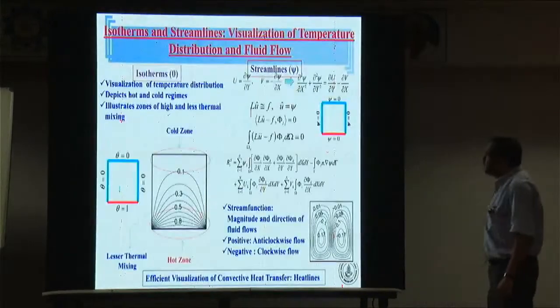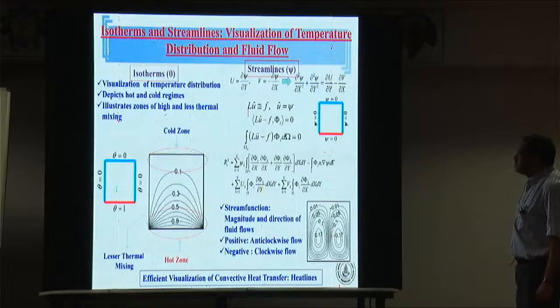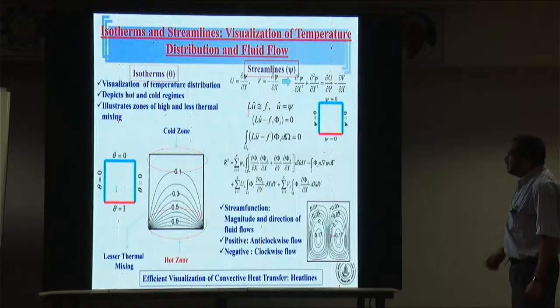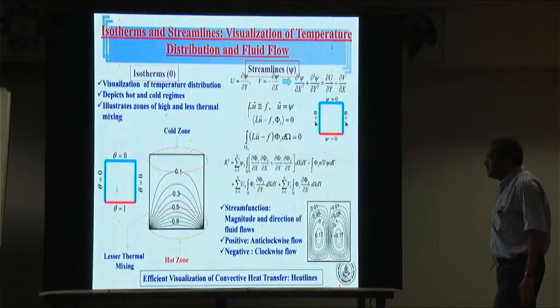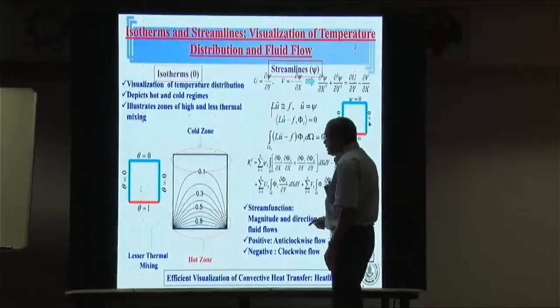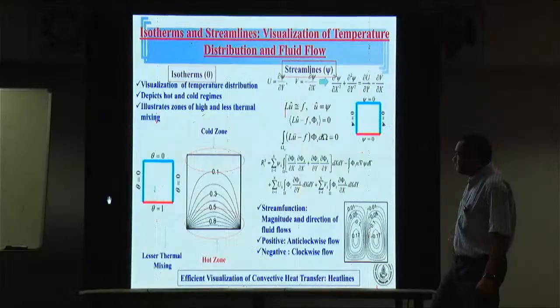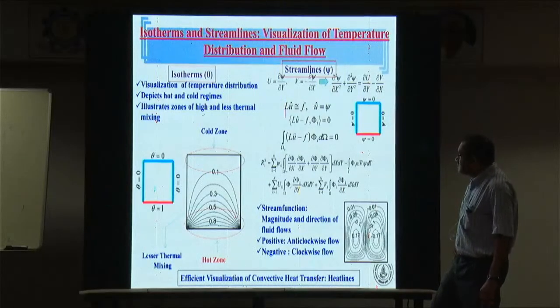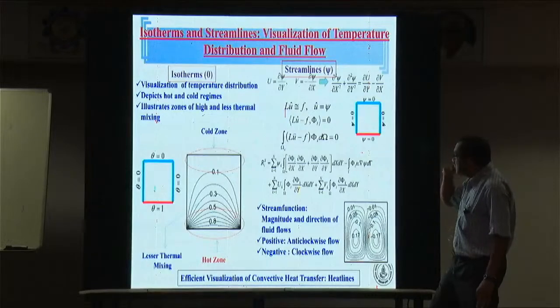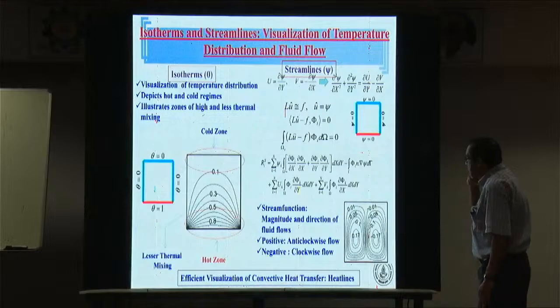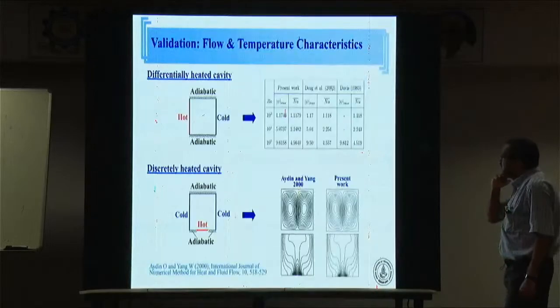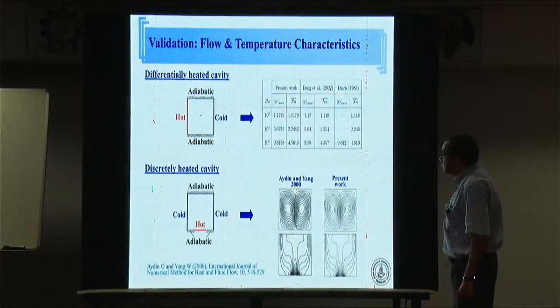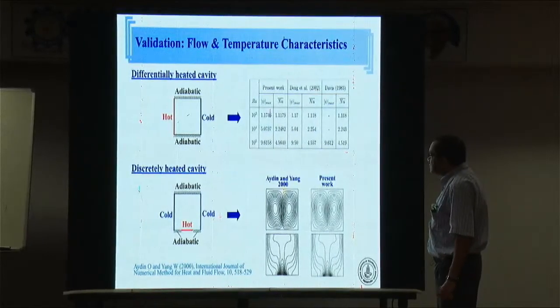Next slide please. So here I will be showing some of the results. Visualization of temperature distribution, isotherms, the flow, and this is the cold zone. I will discuss why these are cold zones and what is the role of heat lines. So this is the way we can also solve for the streamlines using the finite element method. Next slide please. And these are the kind of validations in our program. We had earlier results by Aydin and Yang. Next slide please.